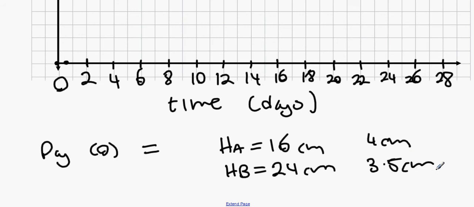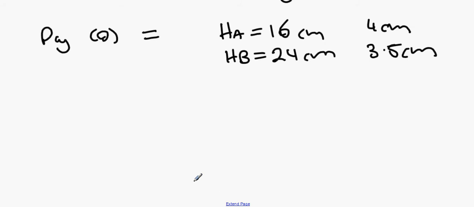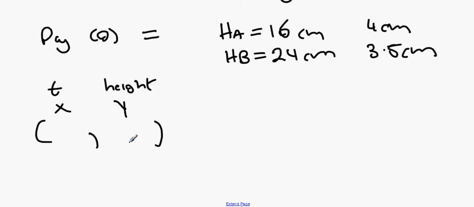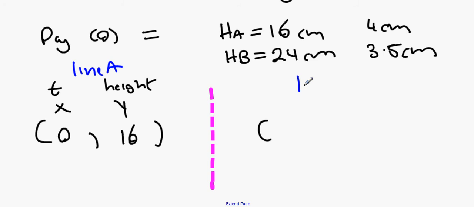Now the handy thing about the way they grow is it's a straight line. So because it's a straight line, what we can do is we can find the first point and the last point. So the first point is on day 0, so remember XY axis, time is on the X axis, and on the Y axis is height. So the first point for line A is day 0, height 16. On the 0th day, it's 16 tall. Another point for line B would be 0, 24.